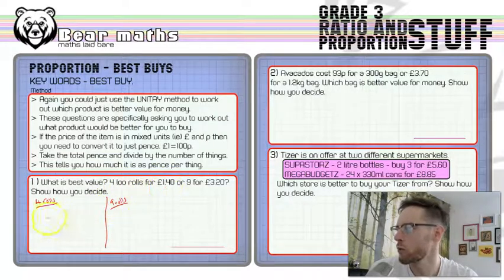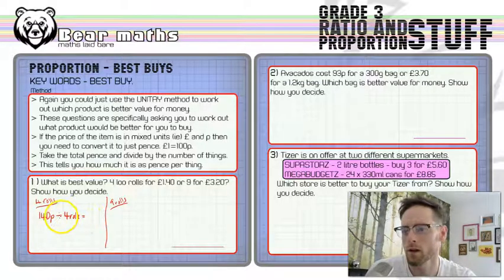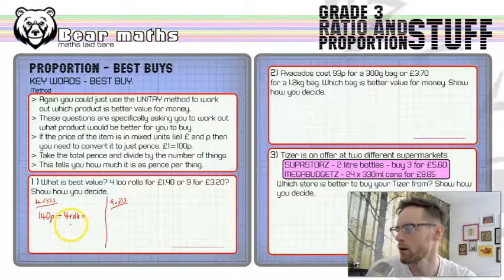So 140 pence, 140p, just converted that pounds and pence into just pence, divided by 4 rolls is going to give you your answer in pence per roll. Now half the 140 and then half it again, and you've divided by 4. So half of it is 70, half it again is 35, so 35p per roll. Okay, now let's compare that to the 9 rolls. Let's see what we get.